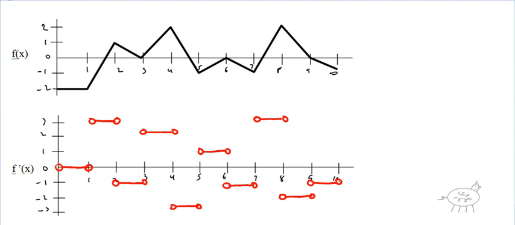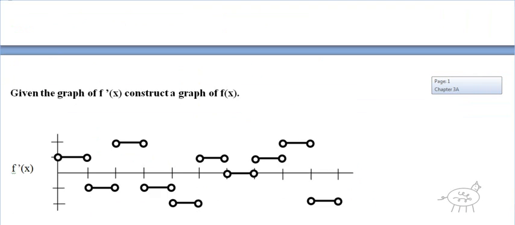There you go. That's your graph. Okay? That's actually pretty easy. And again, it gets more complicated when you have quadratics and all kinds of different functions here. Let's take a look at the next one.